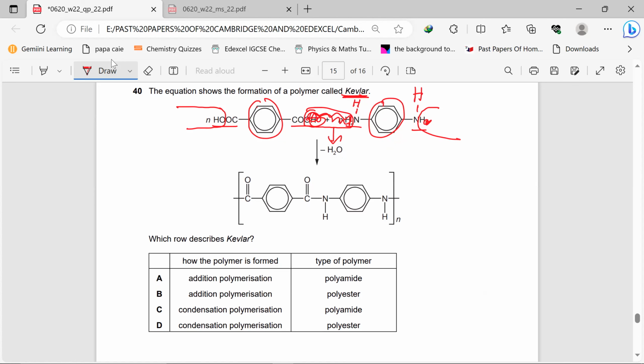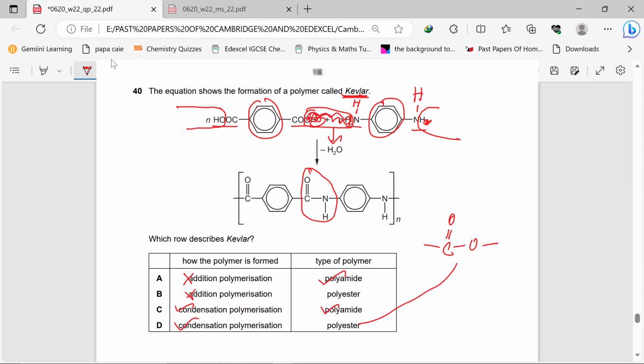How is the polymer formed? It's definitely not addition. This is condensation. And the type of polymer, we see it's a polyamide linkage, right? CONH, it's polyamide or polypeptide linkage. So polyamide is correct. Polyester linkage is C double bond O. This is polyester linkage. So this is polyamide linkage. So we can see C is the only correct answer.